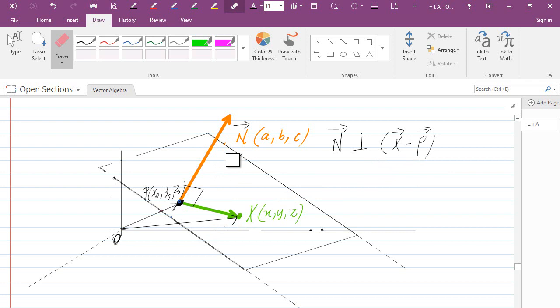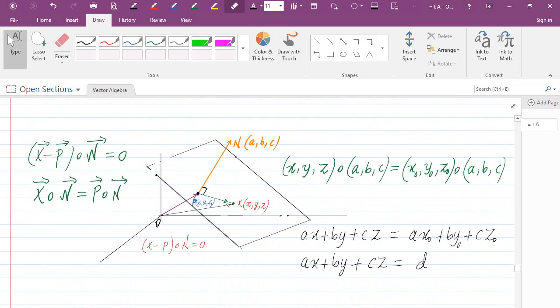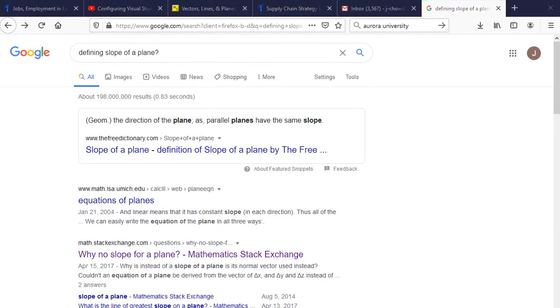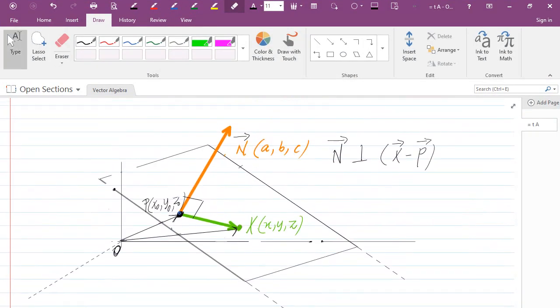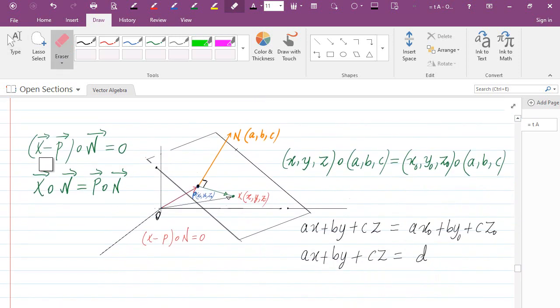And clearly the vector n is perpendicular to the vector x minus p, because the vector n is perpendicular to the plane and the vector x minus p is parallel to the plane. So n is clearly perpendicular to x minus p. Okay, since they are perpendicular, we can say that their dot product is 0. So (x minus p) dot n would be 0.